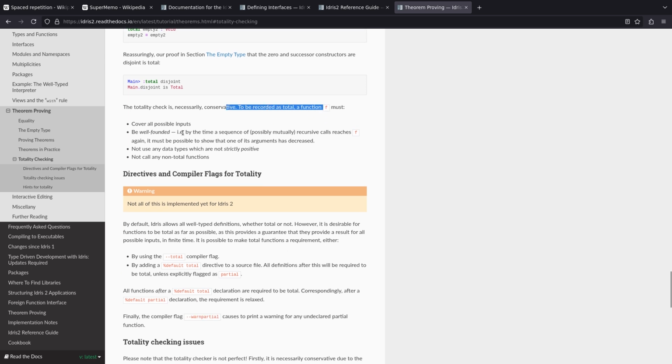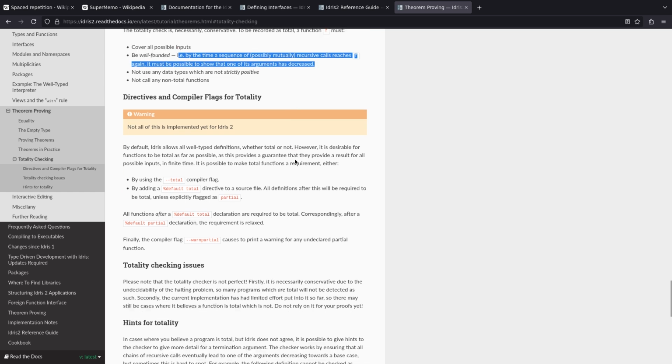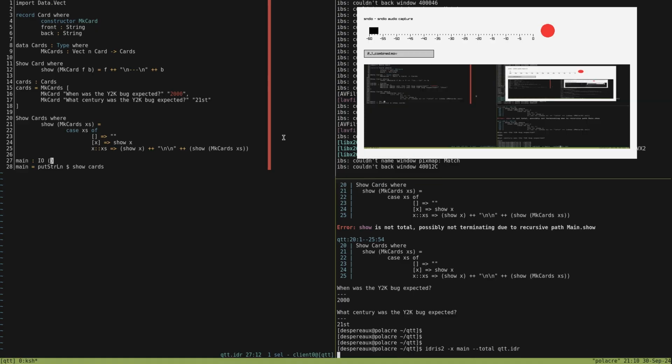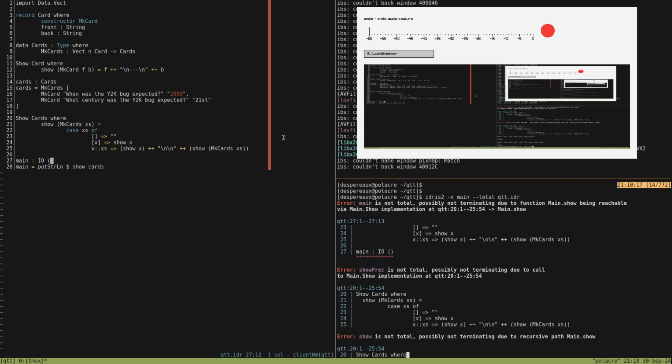To be recorded as total, a function must cover all possible inputs, be well-founded by the wellfounded sequence of possibly mutually recursive calls. It must be possible to show that one of its arguments has decreased. Not use any data types which are not strictly positive, not call any non-total functions. Main.show being reachable via main.show.